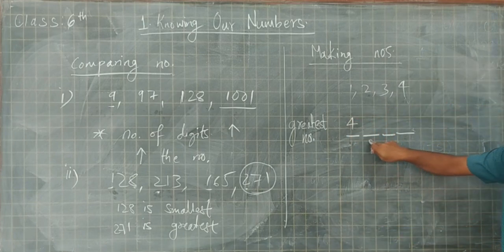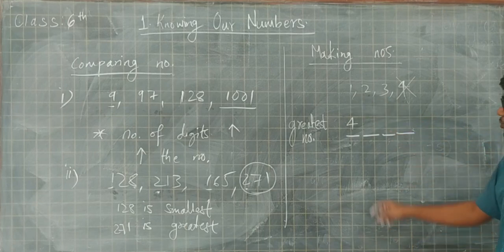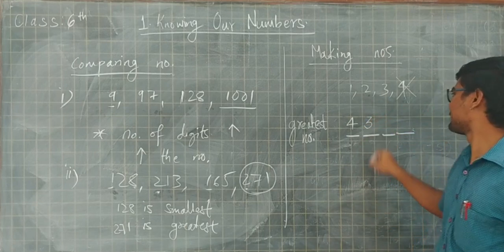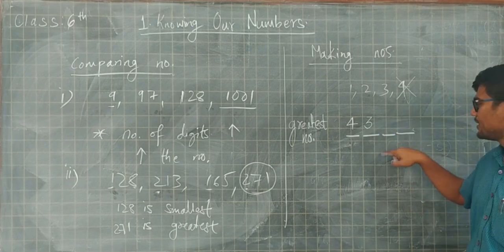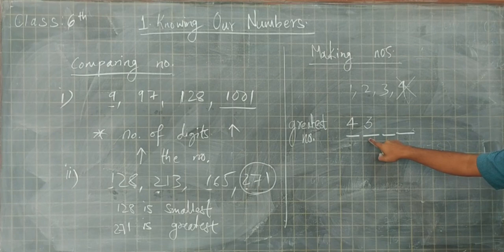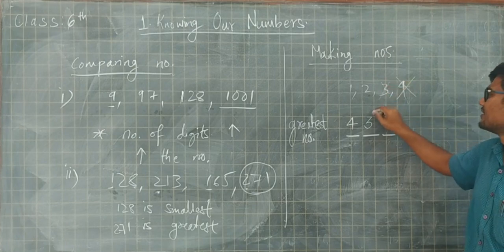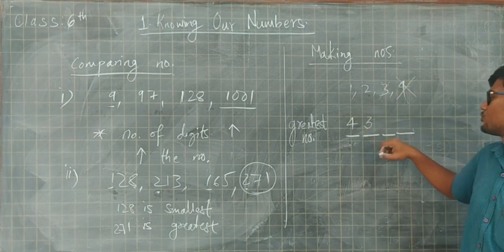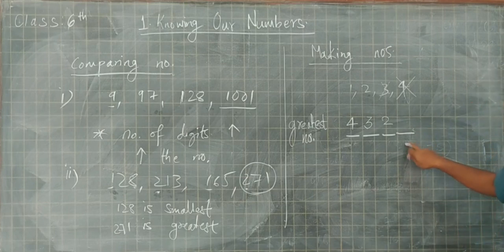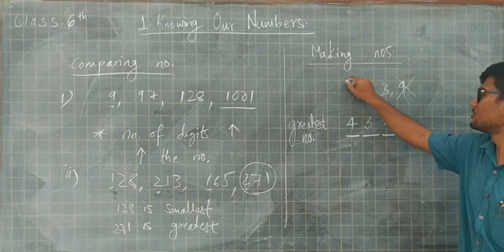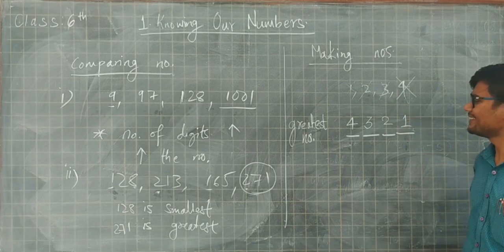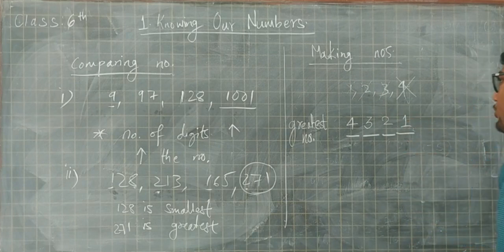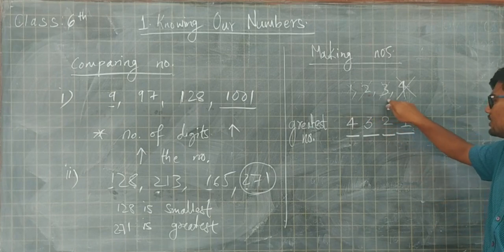The next place which has the highest place value is 100, and the next digit which has the highest value is 3. So this place should be filled by 3. Now the next place value, after the 100, is the tens, and the greatest digit which is left is 2. We are left with only one place and a single digit, so this is 1 here. So this is the greatest number which we can make by using these 4 digits 1, 2, 3 and 4.